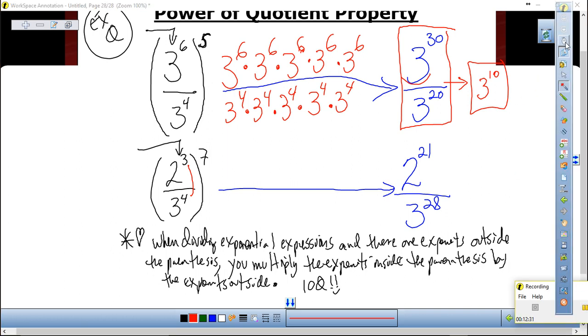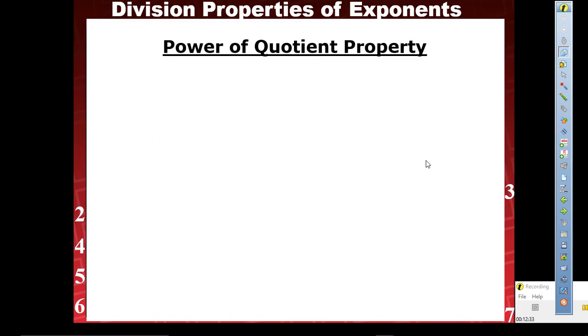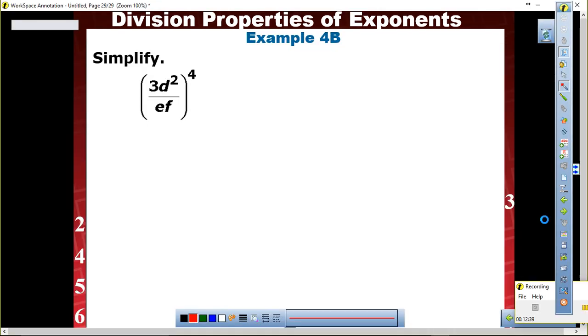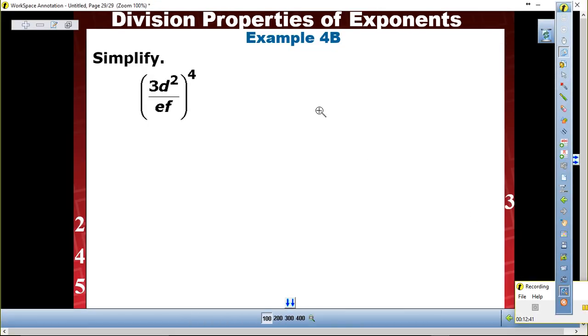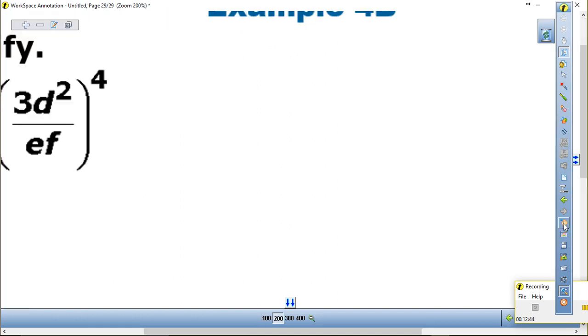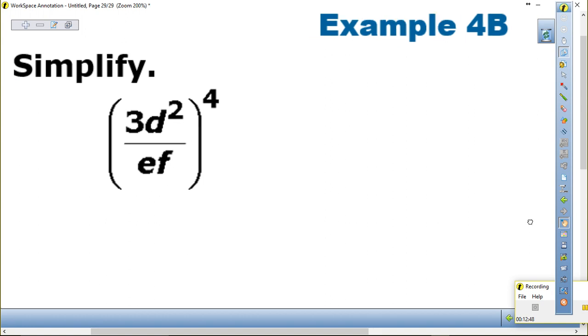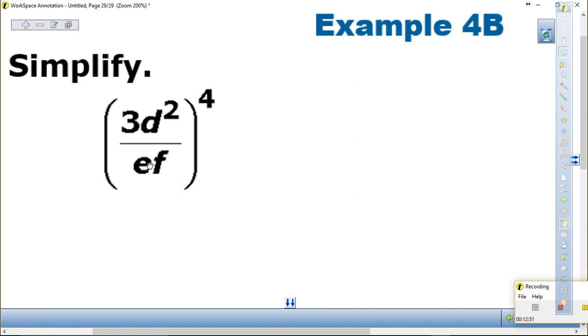All right? Let's do some practice problems. Here we go. No, that's too easy. Copy this one. Example 4B. Example 4B is simplify, parenthesis, 3d squared over EF, close parenthesis, to the 4th power. I'll give you a head start for that one. See how you do. Go.